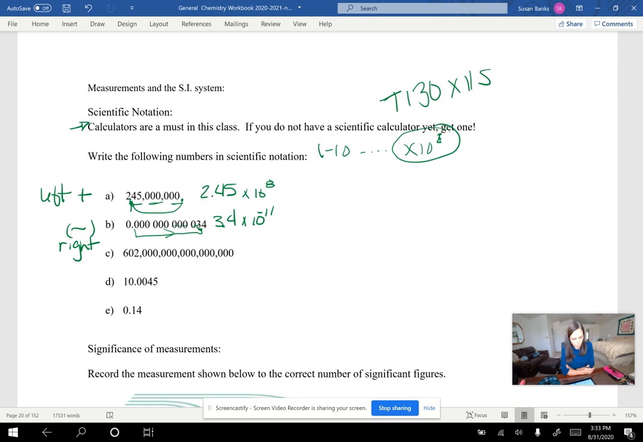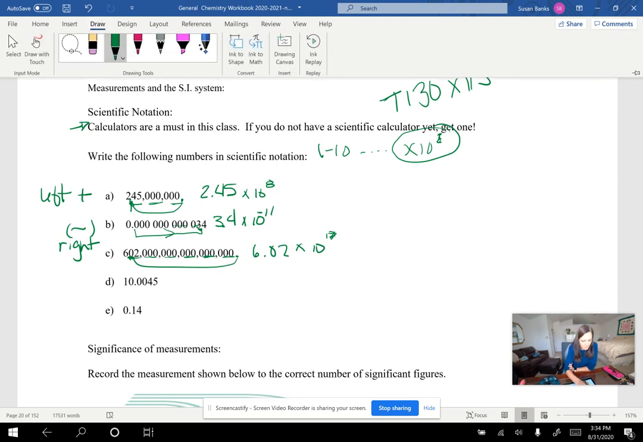Okay, you ready? Let's go over these. I need to move my decimal place from here all the way over here between the 6 and the 0. So I'm going to have 6.02 times 10. I move my decimal place to the left, so I know this is going to be a positive exponent. So 2 spaces here, plus 3 is 5, plus 3 more is 8, plus 3 more is 11, plus 3 more is 14, plus 3 more is 17. So 6.02 times 10 to the 17.